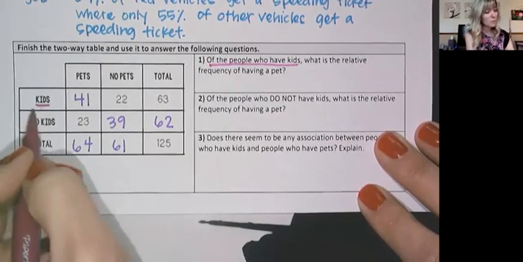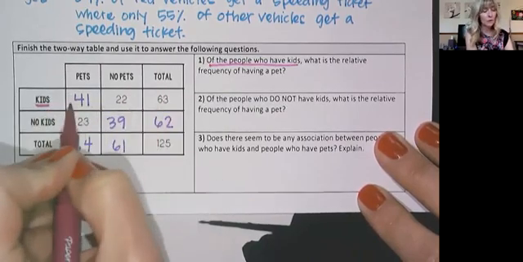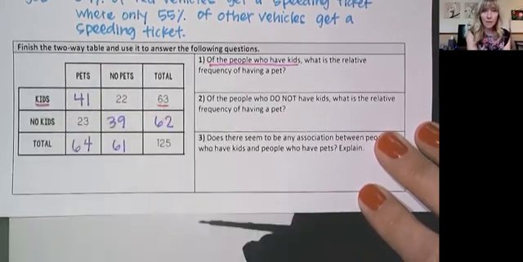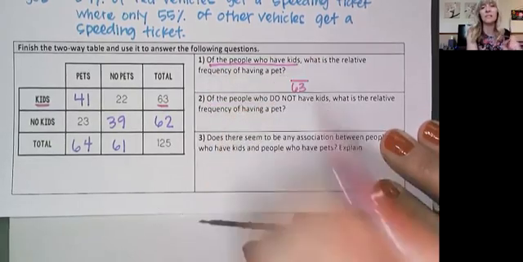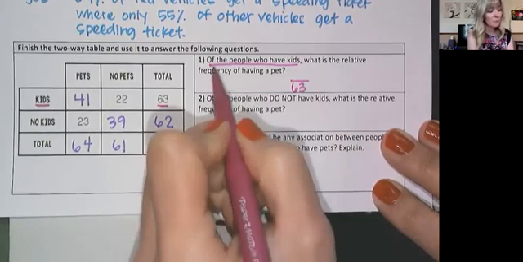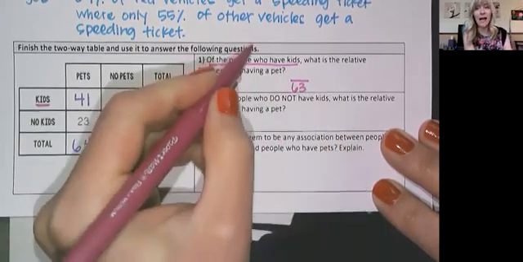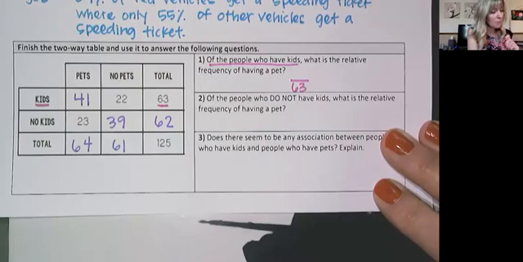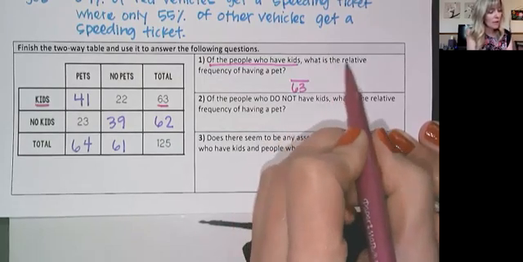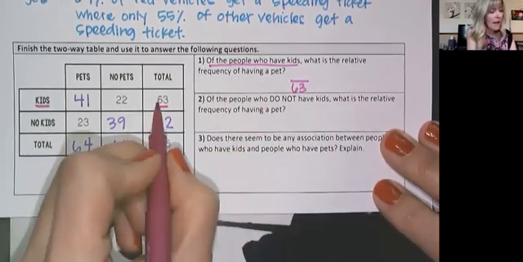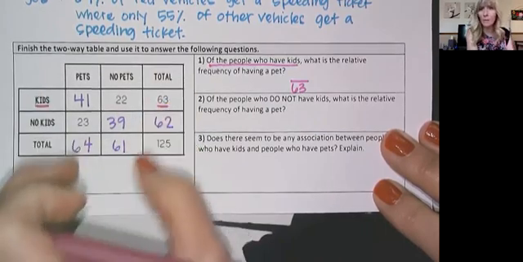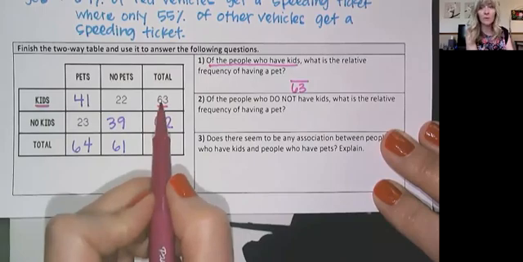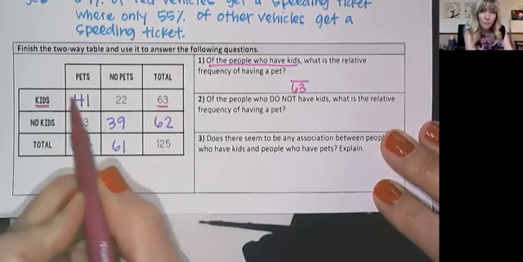So this row has a total of 63. So for this question, I know it's definitely out of 63 because it's of the people who have kids. That needs to be out of something. Of the people who have kids, what is the relative frequency of having a pet? Out of this row. So I've already decided I'm in this row. So don't go picking a number from a different place. Your other number needs to come from that row.